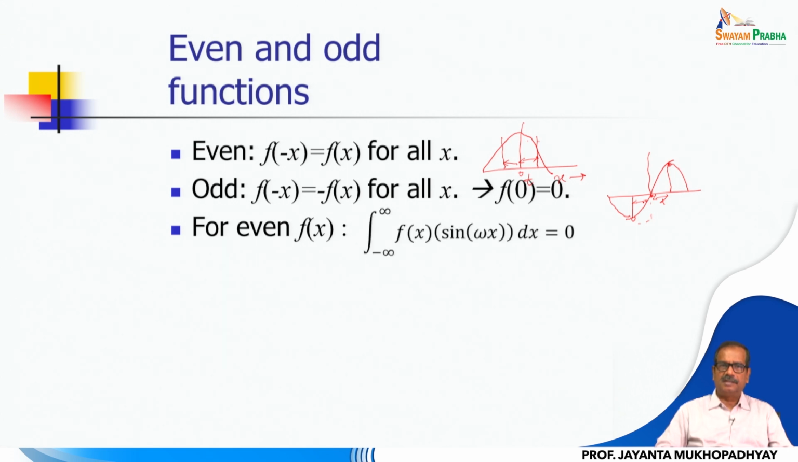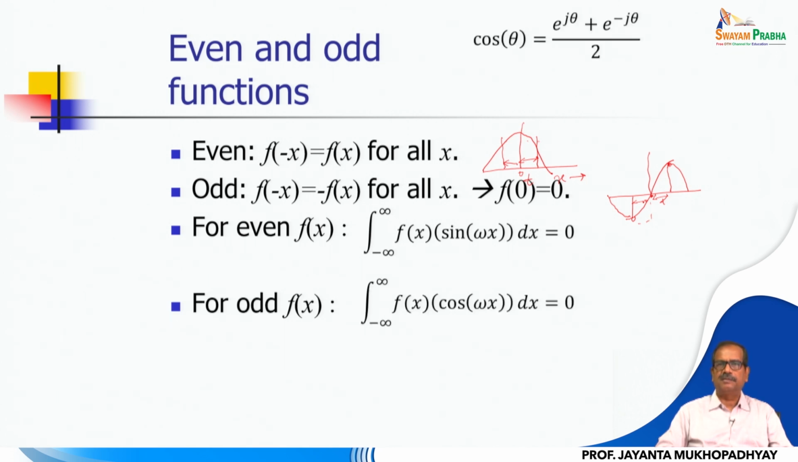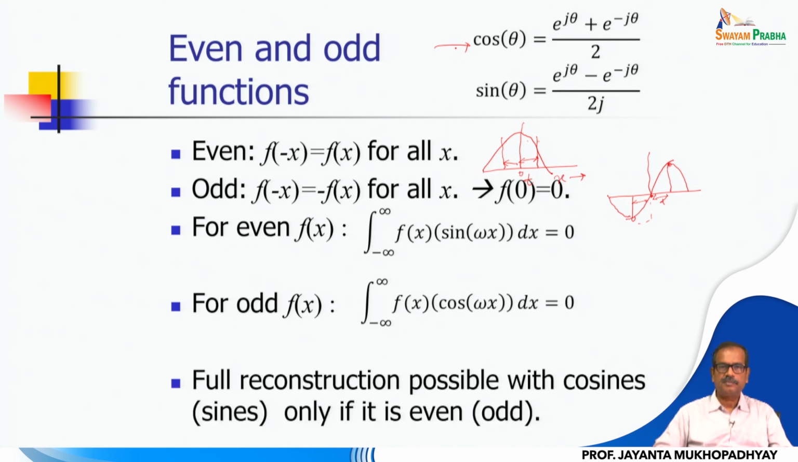So this is possible because you know that this is true for even functions. If I take the inner product with sinusoids, it would be 0, and for odd functions, the inner product with the cosine function is also 0. We can prove it also with this expansion of cos theta in terms of exponentiations. You can show it by Fourier transform analysis itself, and this is a sin theta expansion.